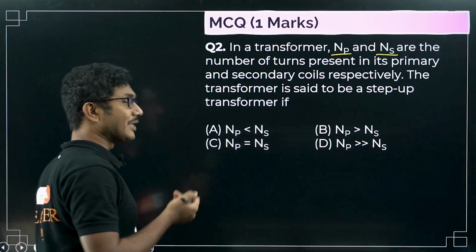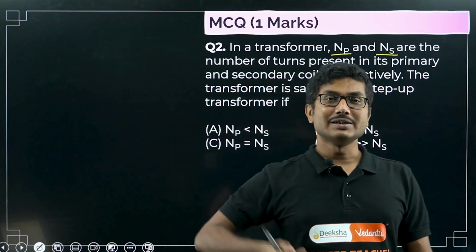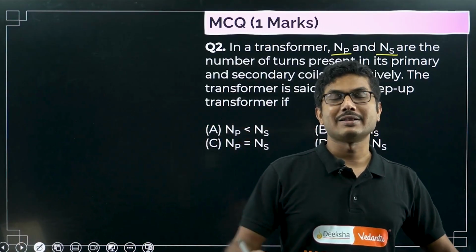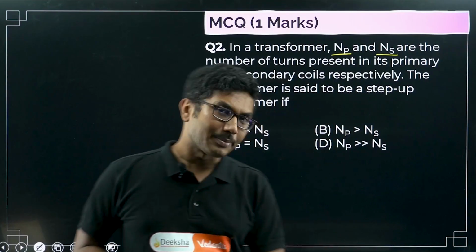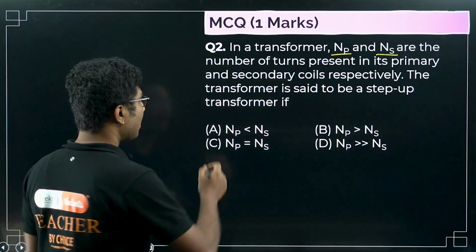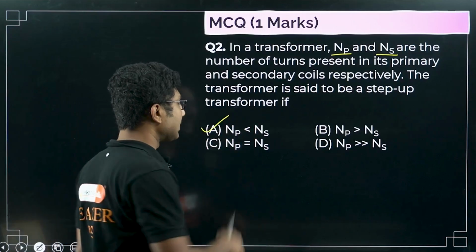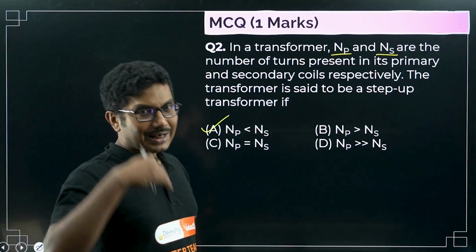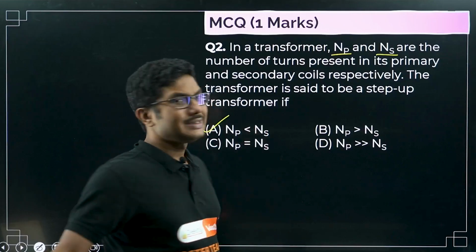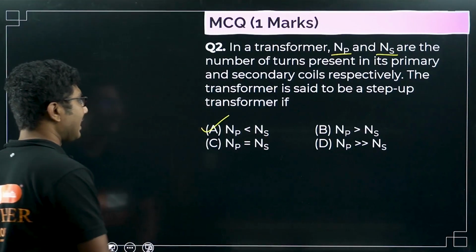If it is a step-up transformer, then the turns in the secondary should be more than the turns in the primary. That is the primary condition. In other words, the number of turns in the primary should be less than the number of turns in the secondary. Okay. So, option A is correct.